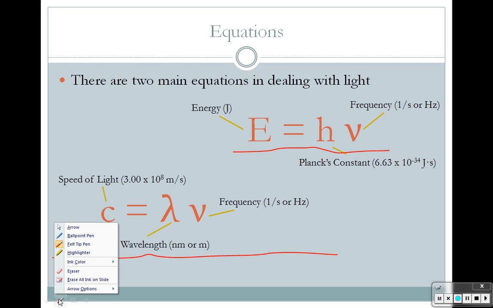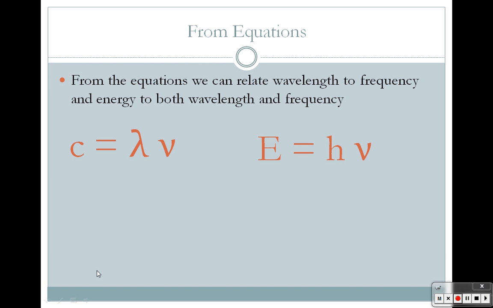So let's look at how we can manipulate these equations. From the two equations I gave you, the speed of light equals lambda nu and energy equals h nu, we can rearrange these equations and come up with one equation altogether. So we can rearrange the first equation to solve for nu, in which case we get nu equals the speed of light divided by the wavelength, or frequency equals the speed of light divided by the wavelength.